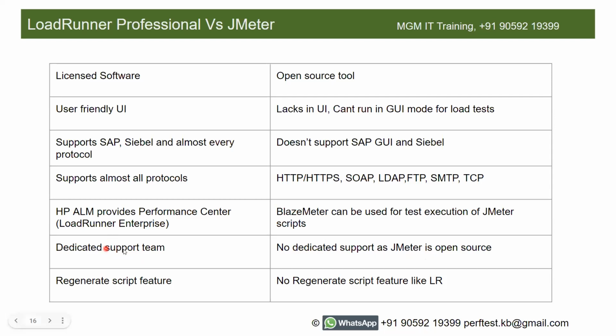Clear, guys? See here, you are paying, there is some license cost involved, and they will provide a dedicated support team. Any license tool, not only LoadRunner, will have a dedicated support team. Whereas JMeter is open source, we need not pay anything to anyone. It's a completely open source tool, so obviously you will not have a dedicated support team. Clear, guys?